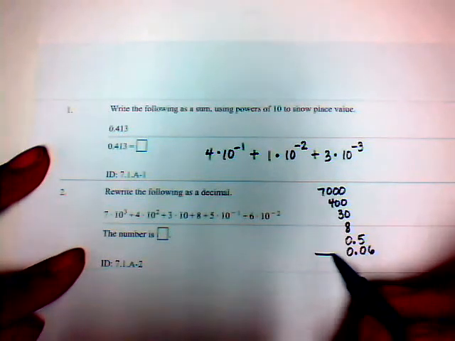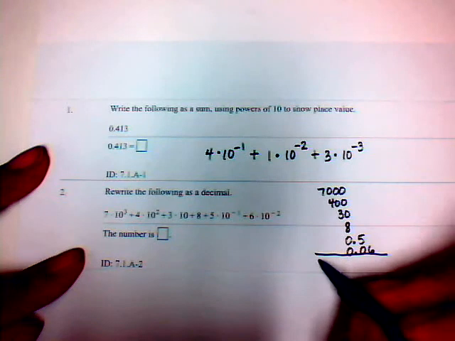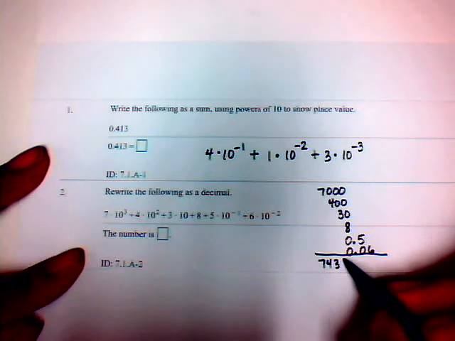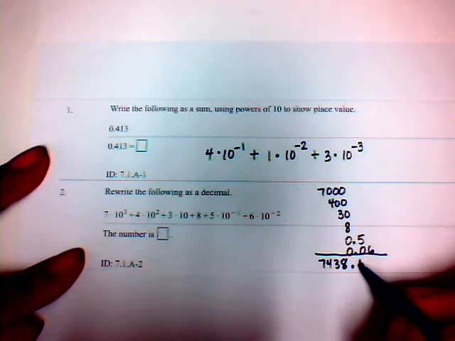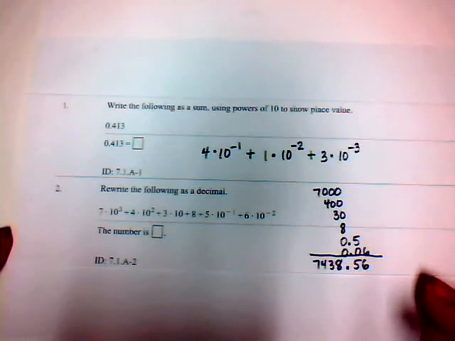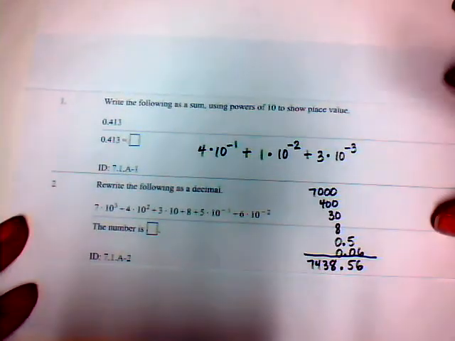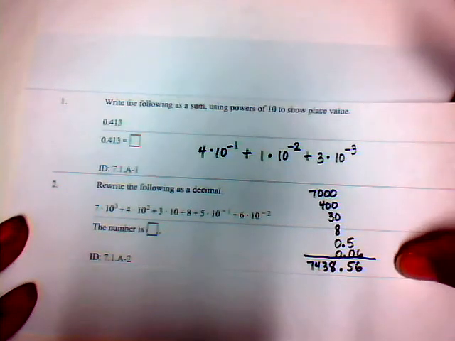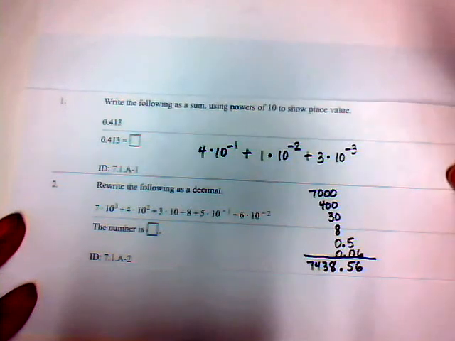Now if we add all this together, this will be 7,438.56 or 7,438 and 56 hundredths. And that will be the number written in the form of a decimal.